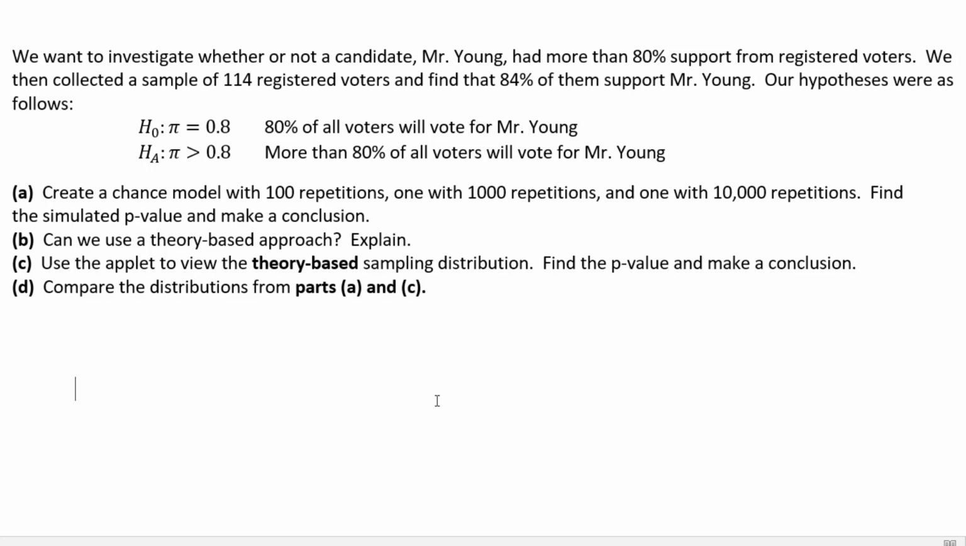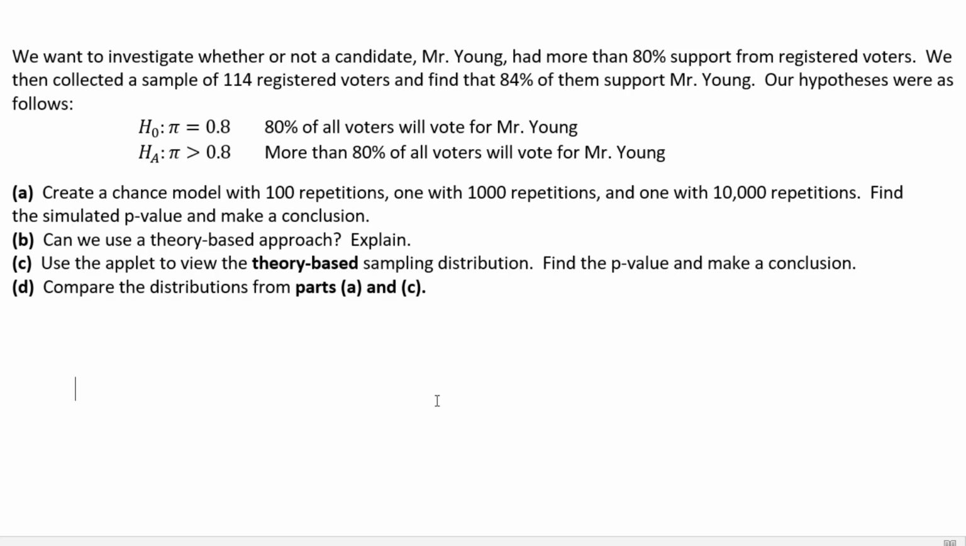In this video, we want to show how to use the theory-based approach on the Applet. So in this example, we want to investigate whether or not a candidate, Mr. Young, had more than 80% support from all registered voters. We collect a sample of 114 registered voters and find that 84% of them support Mr. Young. Our hypothesis is either 80% of all voters do support Mr. Young, which is the null hypothesis, or the alternative being that more than 80% support Mr. Young.